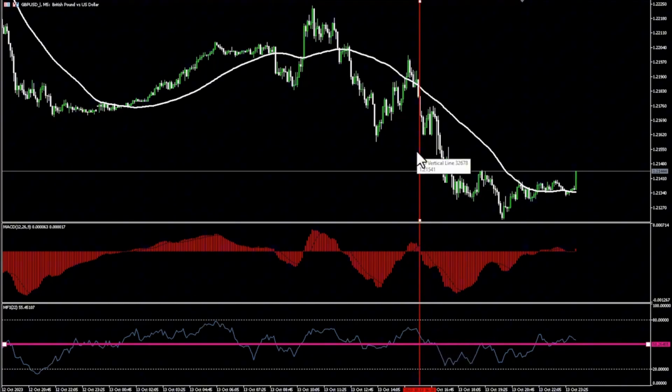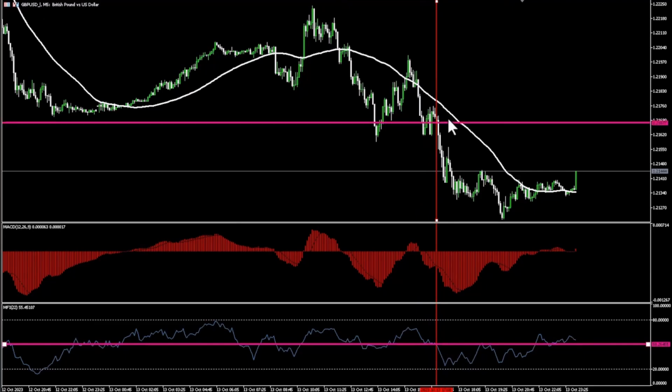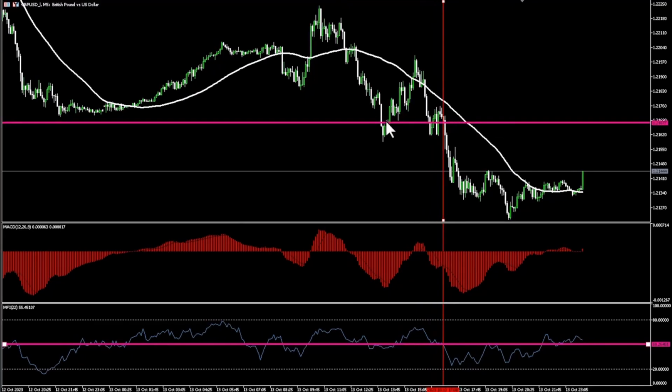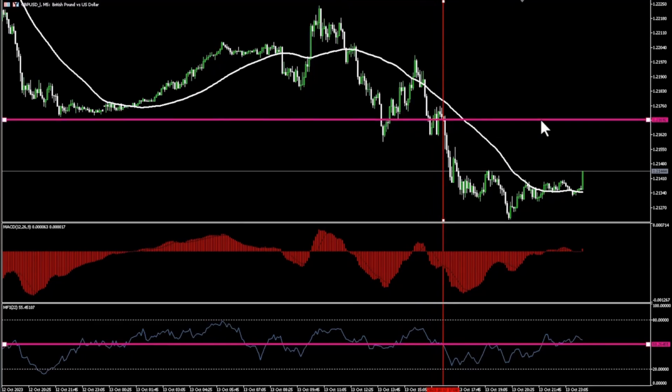Well, let's move a little forward. As soon as the MFI breaks below, it means this area can be considered as our buy signal, meaning we consider this area as the buy signal.